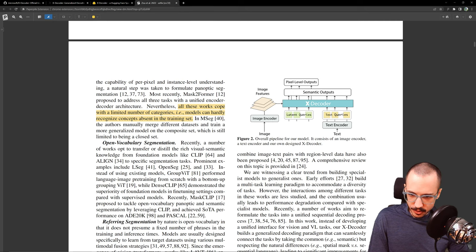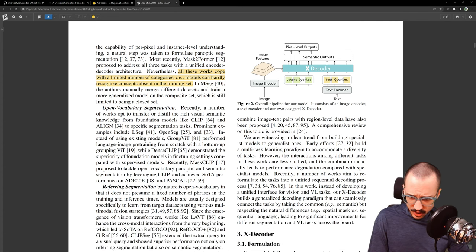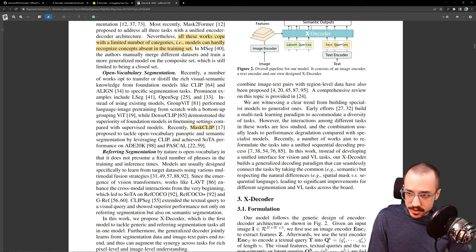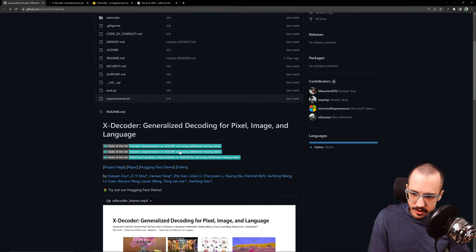Recently, a number of works opt to transfer or distill the rich visual semantic knowledge from foundation models like CLIP to specific segmentation tasks. So you have a couple different works here, group transformers, ViT is the vision transformers, MaskCLIP, and these are the two data sets that they are going to use to evaluate. I think ADE 20K is the one that they advertise as state-of-the-art here, yeah. State-of-the-art for panoptic instance segmentation on ADE 20K, and then referring expression segmentation on RefCOCOg.